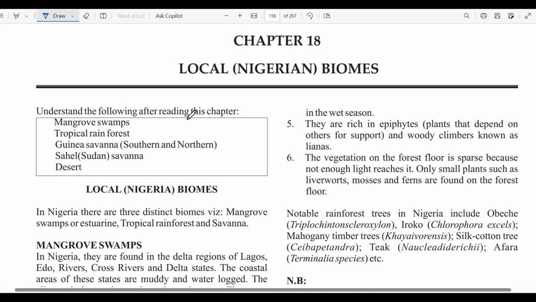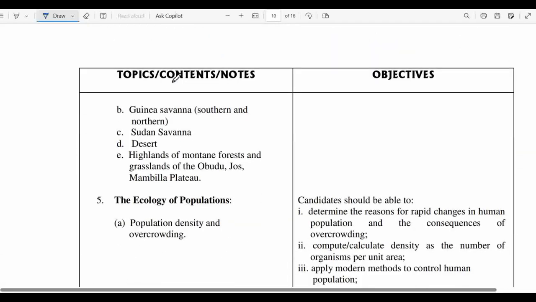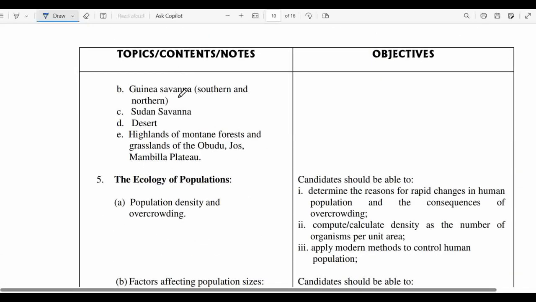Let's look at the JAMB syllabus and what it requires of you when you're preparing for this exam. A look at the JAMB syllabus, local biomes or Nigerian biomes. You are expected to know the tropical rainforest. You are expected to know what the Guinea savanna is. You have the southern and the northern Guinea savanna. You also have the Sudan savanna. You have the desert, which unfortunately is not in Nigeria, or fortunately. And also you have the island of montane forest and grassland of the Obudu, the Jos, Mambila, Plateau.